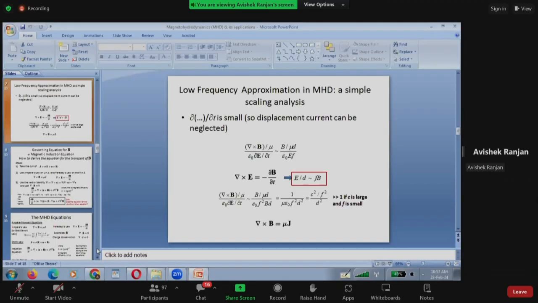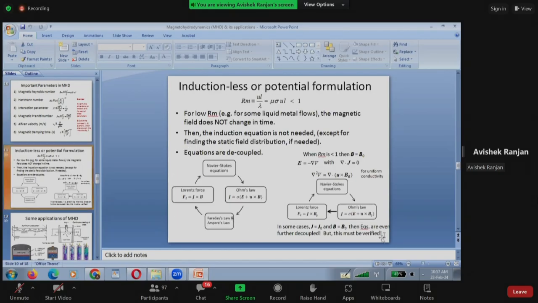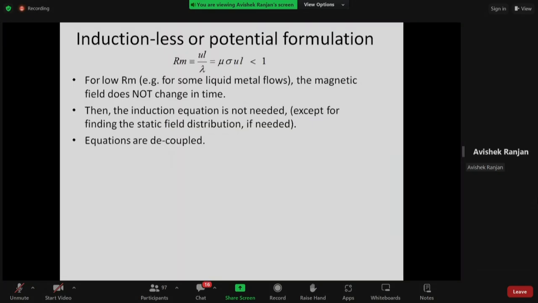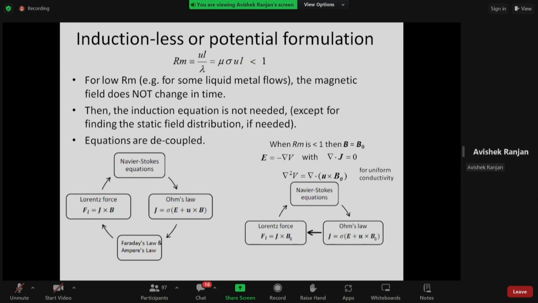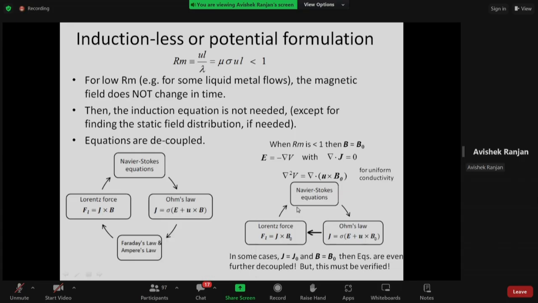So, any questions on applications or non-dimensional numbers or potential formulation? The potential formulation is something I mentioned, and in case people want to work on some engineering applications of MHD, I think the potential formulation makes the subject quite easy as compared to the fully coupled situation. Now, is it the case that in all engineering applications we can make this assumption? That is not true. We can make this assumption of the equations becoming decoupled, so you only need Navier-Stokes with Ohm's law.